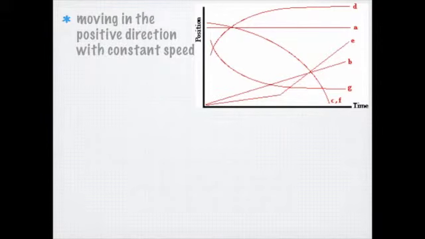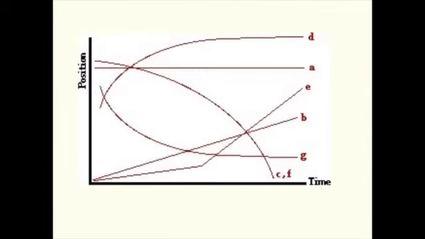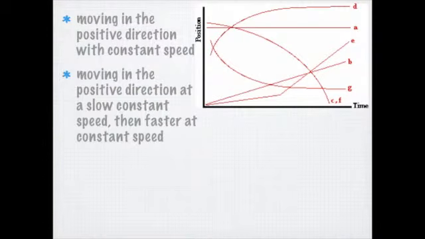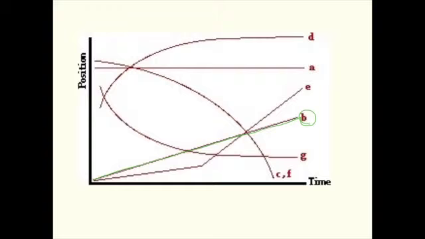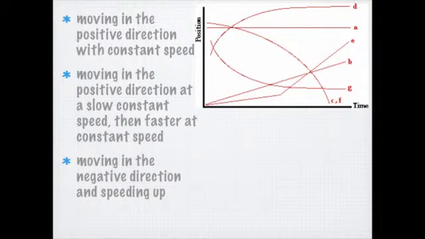Which of these represents the object moving in the positive direction with constant speed? Well, remember on a position time graph that the slope is going to tell me the speed and the direction. So if it's moving in the positive direction with constant speed, then I need a line that has a constant slope that is positive, and on this graph that would be line B. Which line represents the object moving in the positive direction at a slow constant speed, then faster at a constant speed? That would be the line with a small positive slope that then turns to a larger positive slope. So line E.